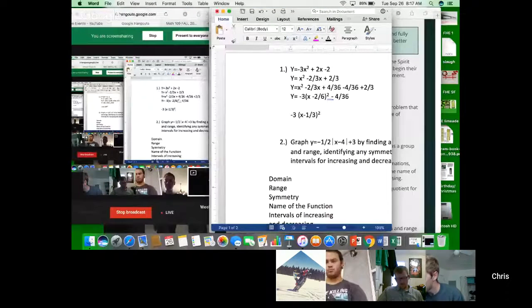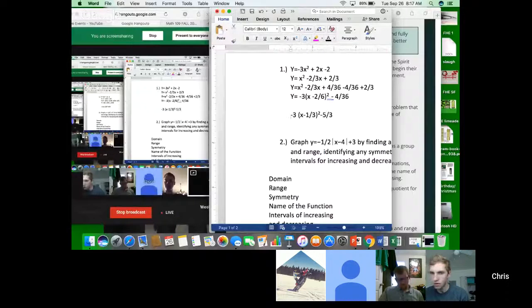I'm not sure. This is the part that I struggled with on this problem. How do you get the 3 outside of the parentheses? The part that I always struggle with. So I just do it. Yeah.